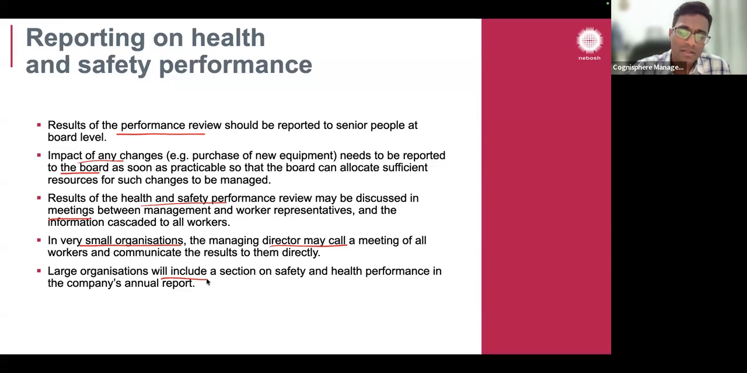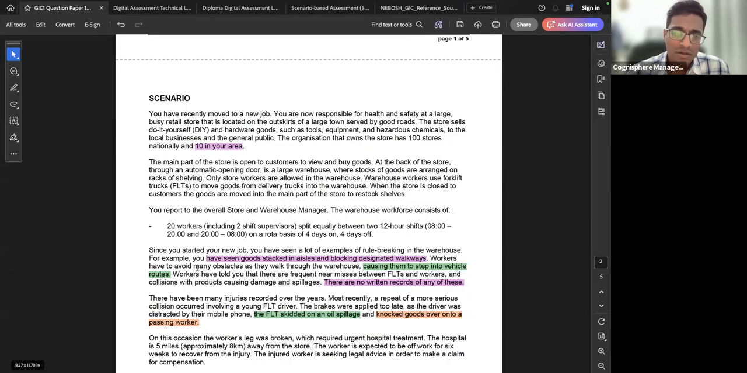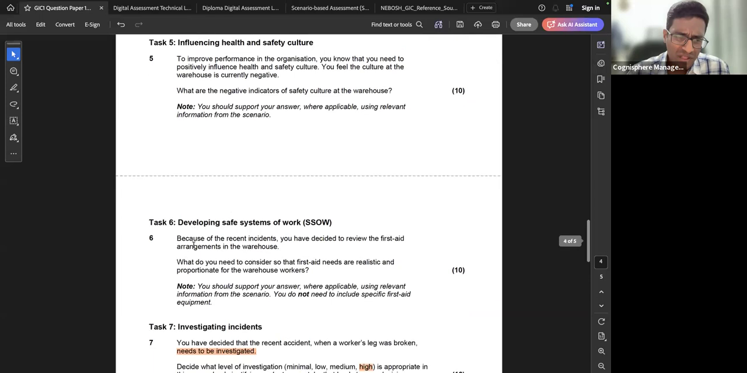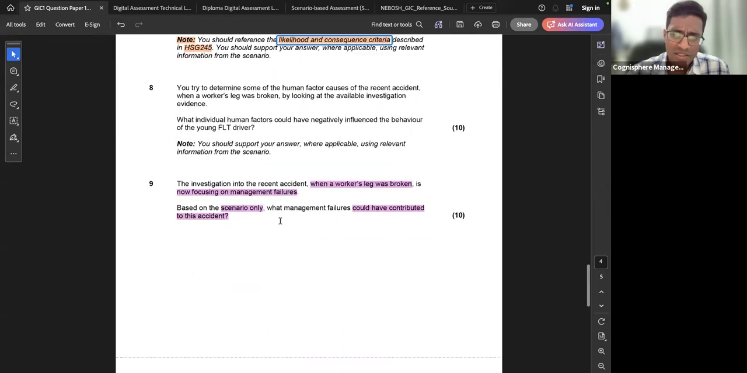Okay. All right. So now we would go back to the question paper. So question 9, yesterday I asked you to jot down some points. So the investigation into the recent accident is now focusing on management failure. So management failure means you have to identify the root causes. Okay. So based on the scenario only, what management failures could have contributed to this accident?